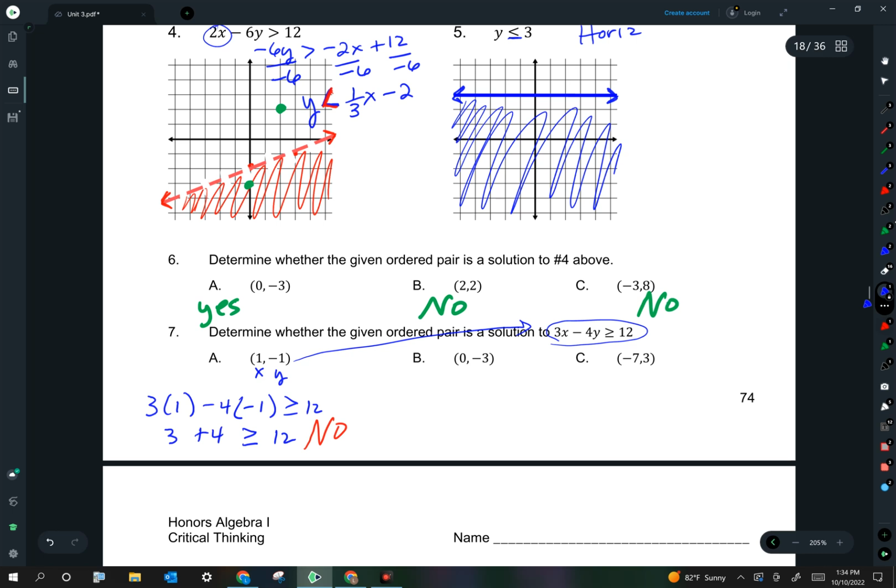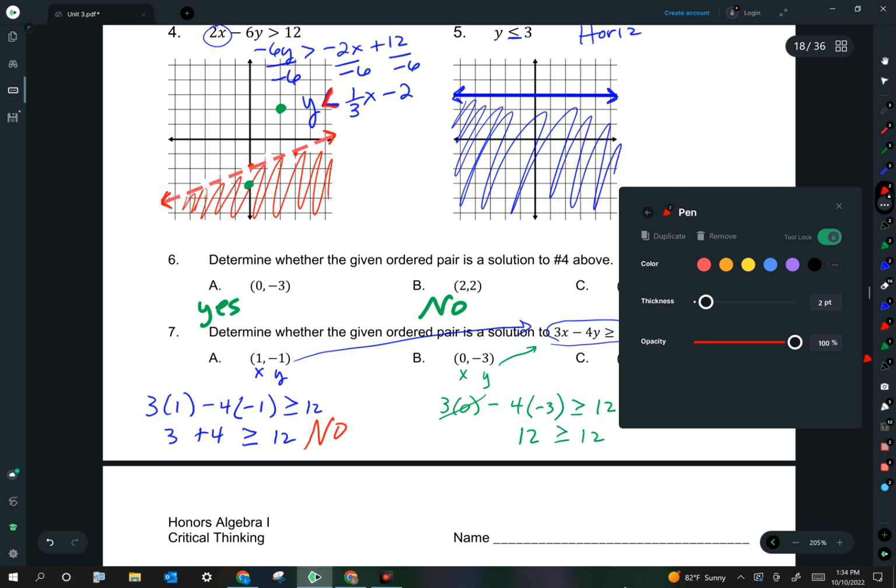Okay, for the next one, I could do the same thing. I could put in a 0 for x and a -3 for y. So I'm going to say 3 times 0. Notice I'm just plugging it into that equation. Minus 4 times -3 in for y. Greater than or equal to 12. Well, let's do the math. 3 times 0 is 0. -4 times -3 is +12. Is positive 12 greater than or equal to positive 12? Well, yeah, 12 equals 12, so that's a yes.